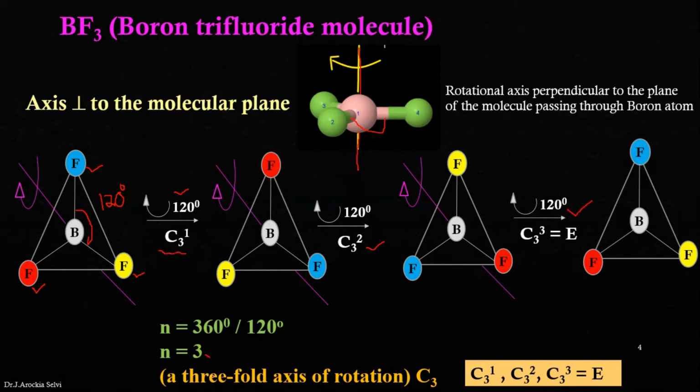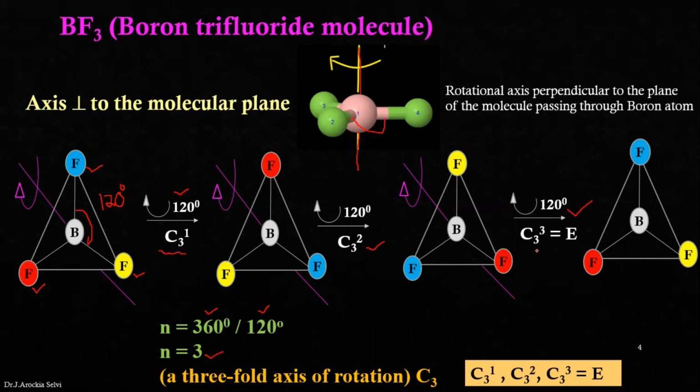How do you get this three-fold axis of symmetry? 360 degree divided by the angle through which the rotation has been made in order to get an indistinguishable configuration. So in this case, it is 120. So n is equal to 360 divided by 120. Then it is a three-fold axis, so it is represented as 3. One time it is carried out, C31.